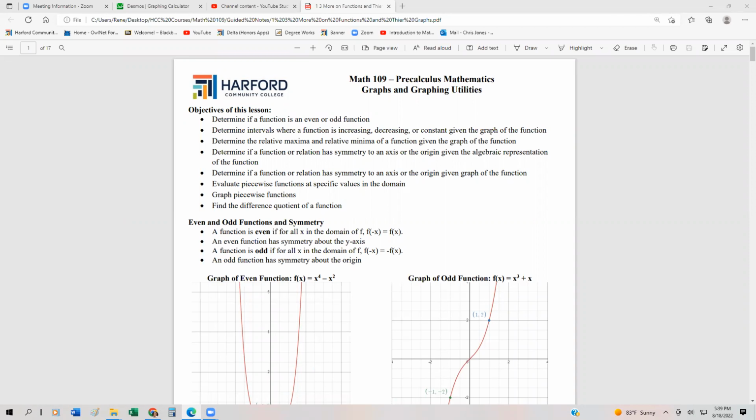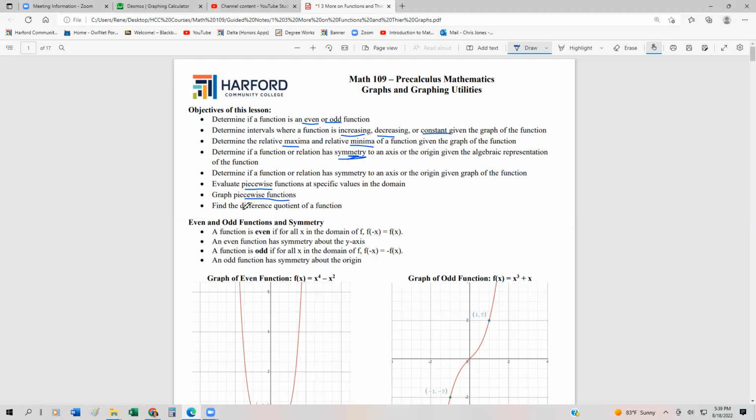In this lesson, we're going to take a look a little bit more at functions. And specifically, we're going to be taking a look at symmetry and the idea of whether a function is either even or odd. We're going to take a look at determining whether a function is increasing, decreasing, or constant. We're going to take a look at these things called maxima and minima. We're going to take a look at symmetry with respect to axis or origin. And then we're finally going to go through and take a look at these things called piecewise functions.